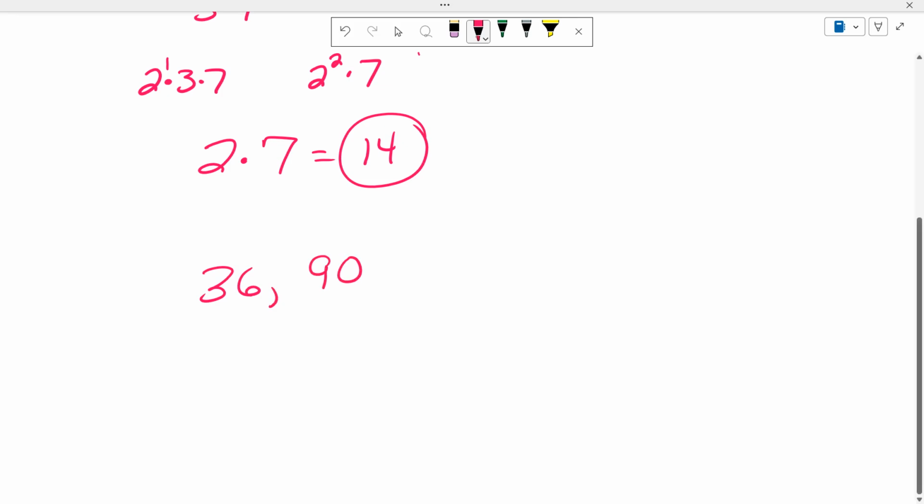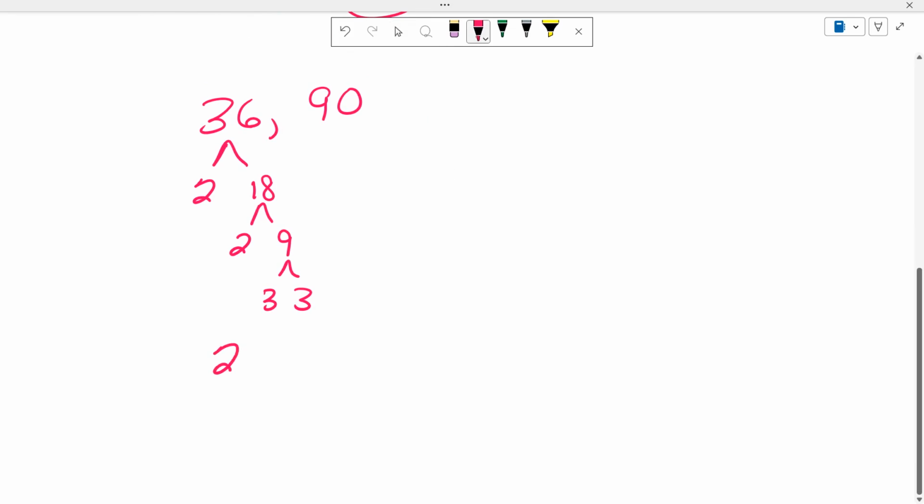36 and 90. Find the greatest common factor, 36 and 90. They're both even numbers. When you do your factor tree, don't just go with a big number that goes into each. Go in with 2 and the next number. So you keep breaking them down with small numbers. So how many times is 2 going into 36? 18. You're correct. How many times is 2 going into 18? 9. How many times is 2 going into 9? 2 doesn't go into 9, so it's 3 and 3. So 36 becomes 2 squared times 3 squared.